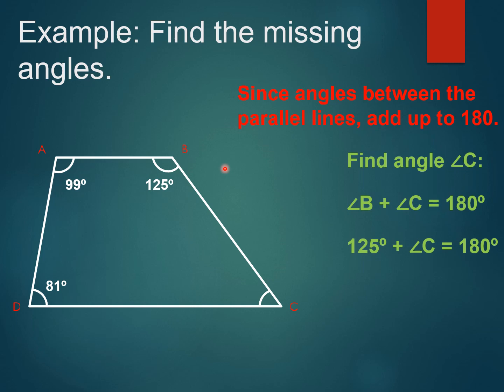125 plus angle C is equal to 180 degrees. Now we're going to transpose 125 to the other side of the equal sign. So angle C is equal to 180 minus 125 degrees. We can now get the value of angle C, which is 55 degrees.